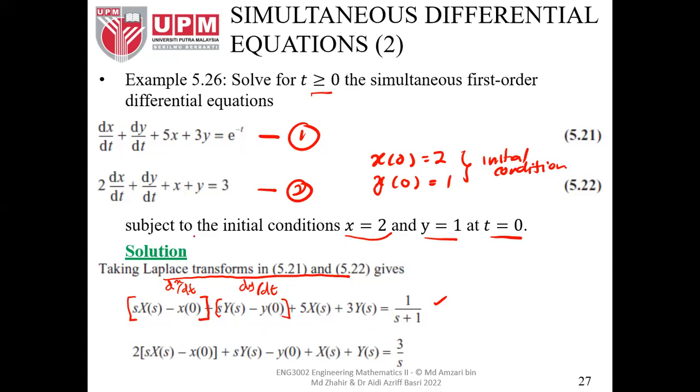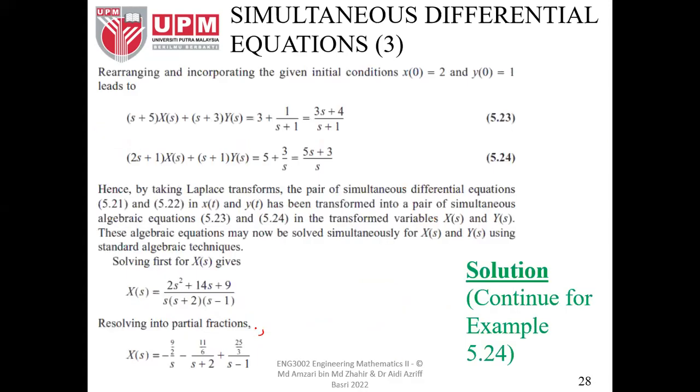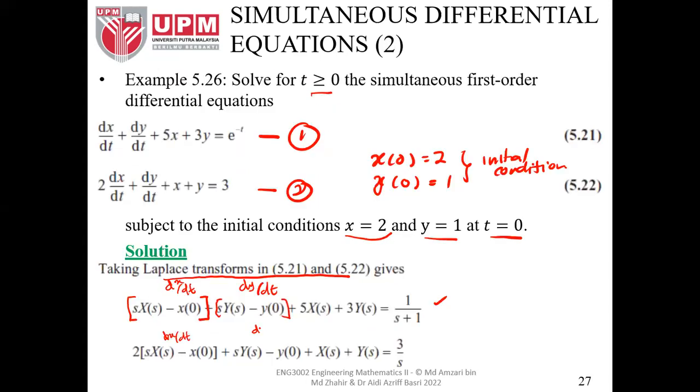Then for the second equation, we change it to the Laplace transform. This is 2 times the transform of dx/dt, plus the transform of dy/dt, and this one is X and Y, with 3 over s on the right. So first, we need to transform into Laplace transform, and you have two equations in Laplace transform.